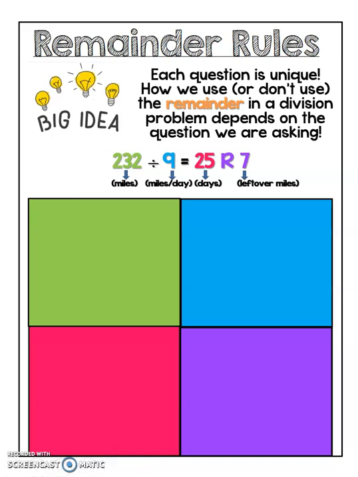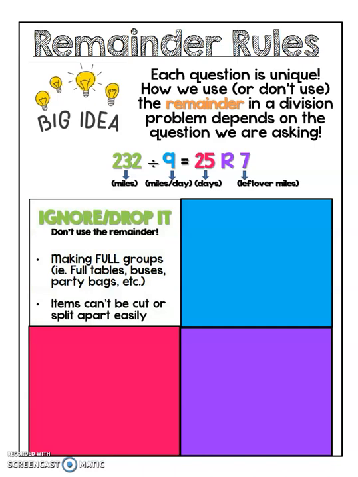So let's talk about 4 different ways we could use the remainder. First, we might ignore or drop the remainder. This would be true if we were making full groups of something, like full tables, full buses, full party bags, or if we had items that can't be cut or split apart easily. If you couldn't take a pair of scissors or break something apart into smaller pieces very easily, chances are you're going to ignore it and only use the quotient, or the equal groups part of your answer.